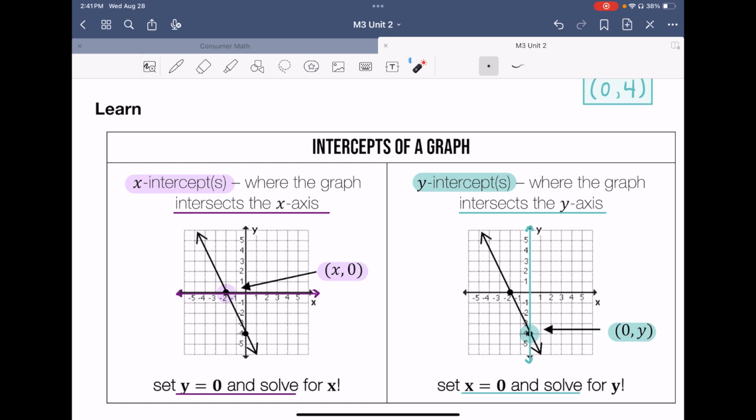The y-intercept is the opposite of that. So my y-intercept is where it crosses the y-axis. In this case, it'd be negative 4. So since we are solving for y, this time we set the x equal to 0 and solve. Because if I look at my intercepts right here, at this point, my x value is 0.